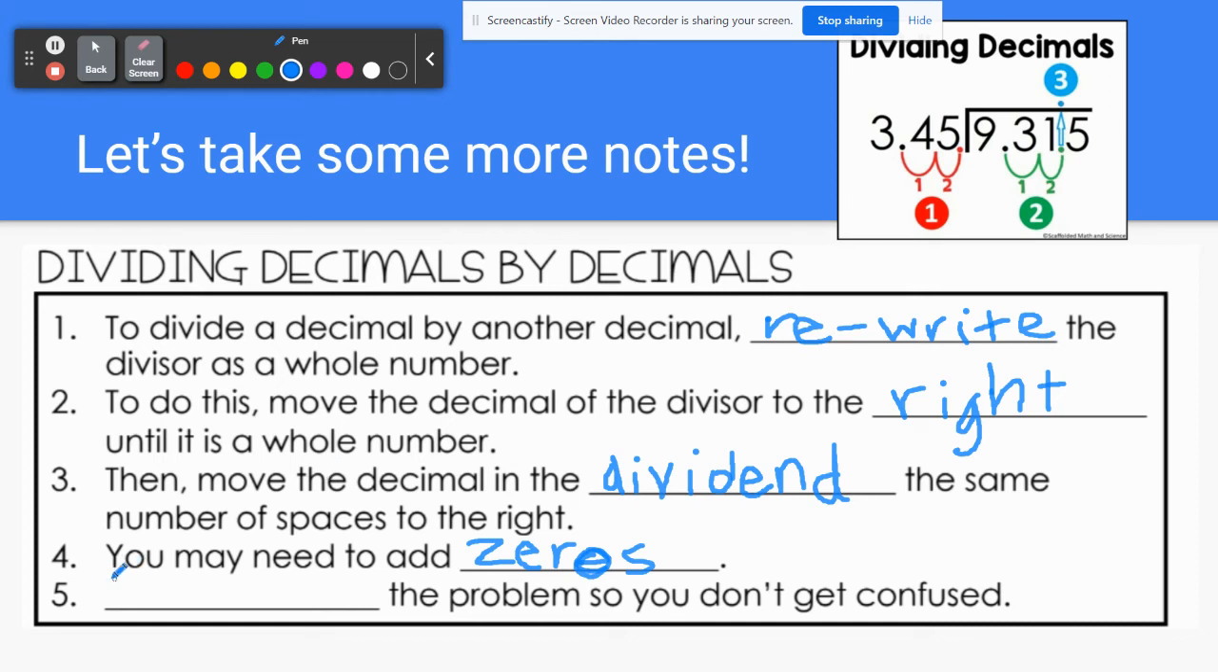And then we are going to rewrite the problem so that we don't get mixed up with our own handwriting, with our decimal being moved, so that it's nice and neat. Okay, so now I'm going to do a couple examples with you. So go to the next screen for the examples.